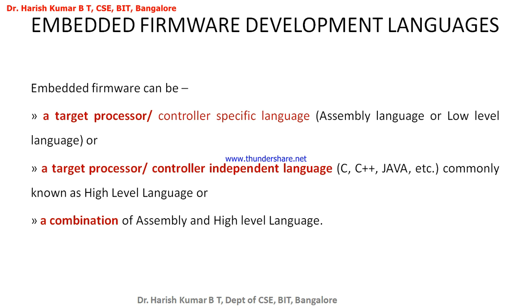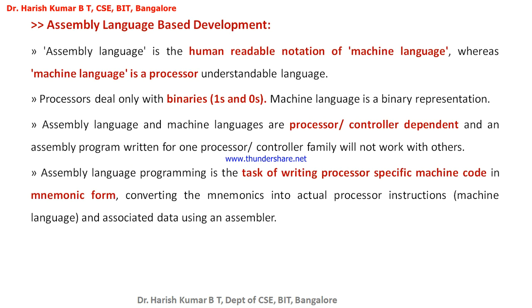When I say assembly language, it is dependent on a target processor or a controller. When I say C, C++, Java, they are independent languages, not dependent on one target processor or controller. You develop a program for one target processor or controller, and the same program can be run on another target processor or controller. Now, assembly language based development.